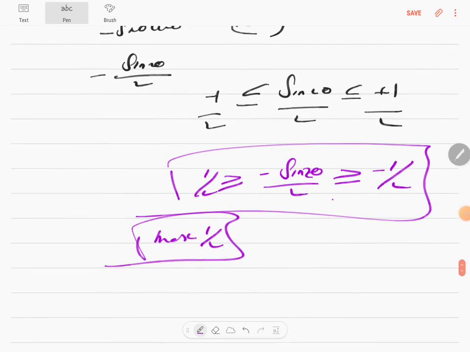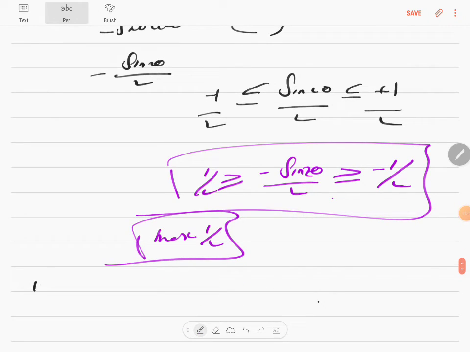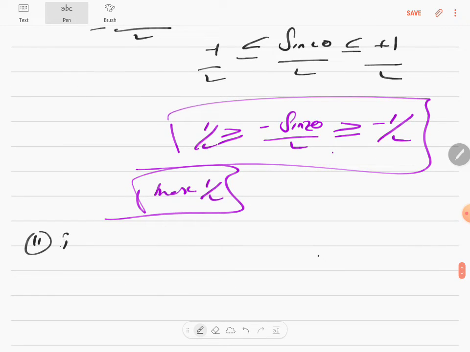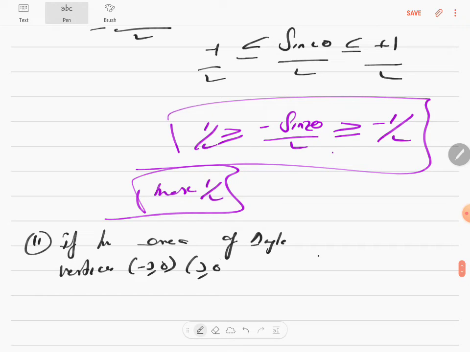So next is the 11th question. If the area of the triangle with vertices minus 3, 0, 3, 0, 0, k is 9 square units, find the value of k.